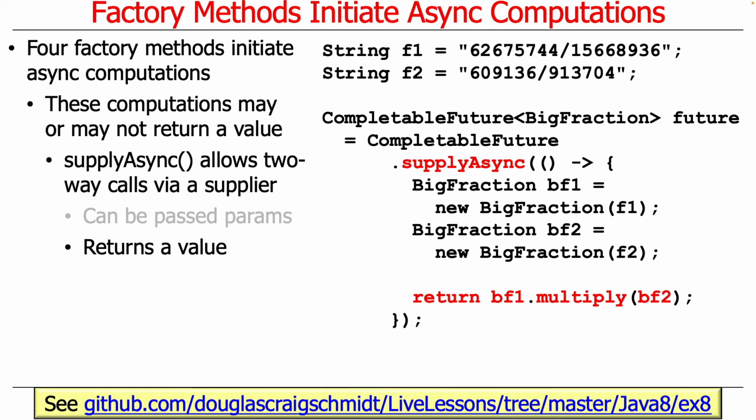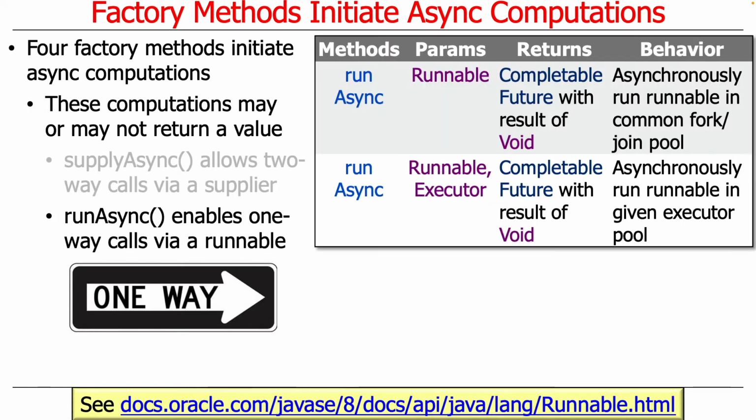Supply async returns a value. And you can see here what it does is it's going to multiply bf1 by bf2, and that will be what's returned when the computation is finished. Run async enables one-way calls by passing in a runnable. What's the main difference between a supplier and a runnable? A supplier returns a result, whereas a runnable does not.